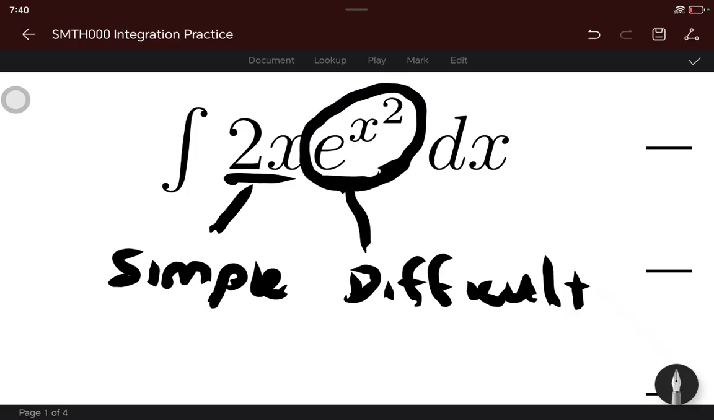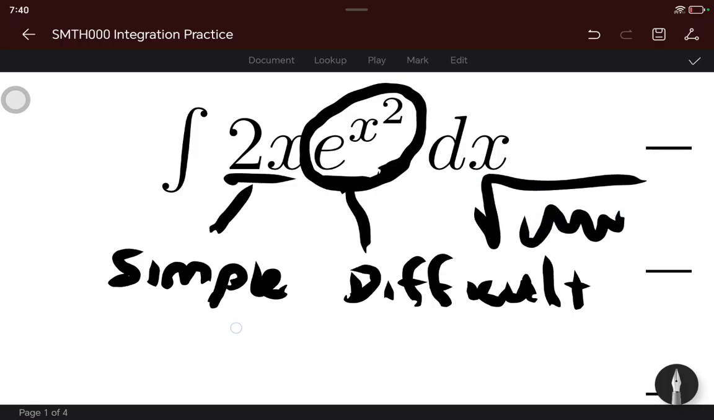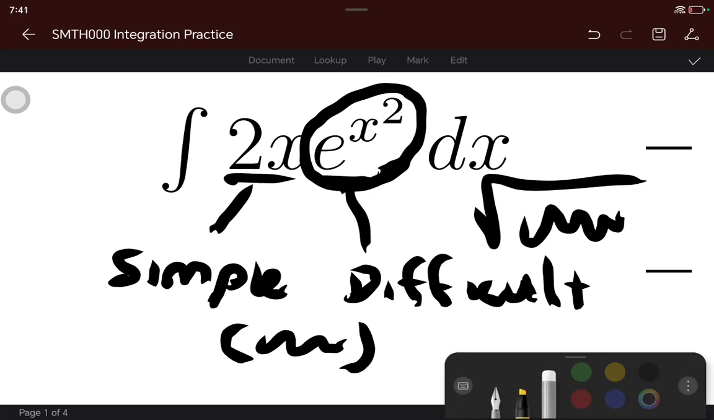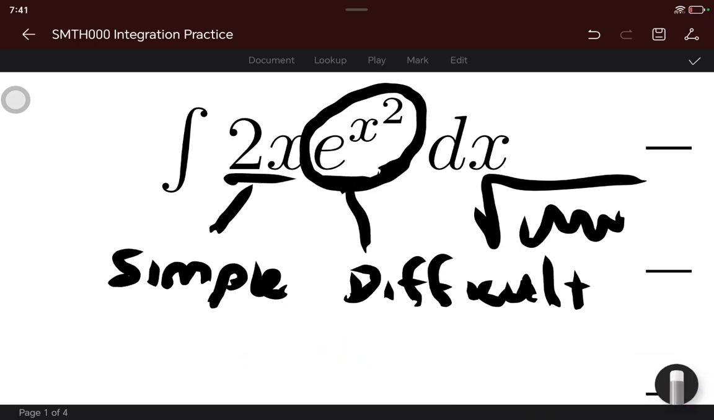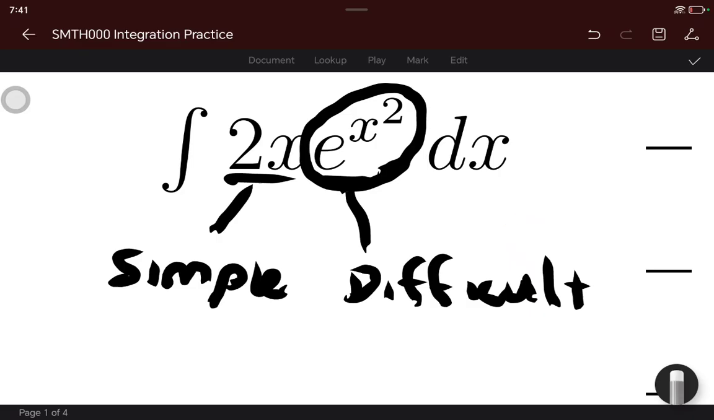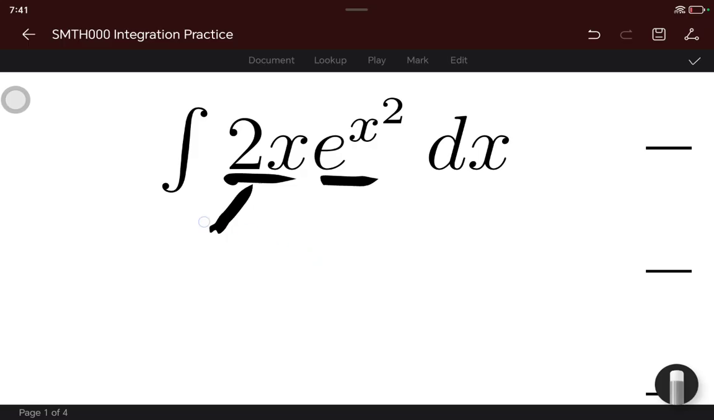You check. If it's an exponential function, you choose the exponent. If it's not an exponential function, let's say it's a root, you choose its inside. Or if it has brackets, you choose its inside. For now we can focus on these three, unless you come across a different question. If it's an exponential function, you choose its exponent to be u.